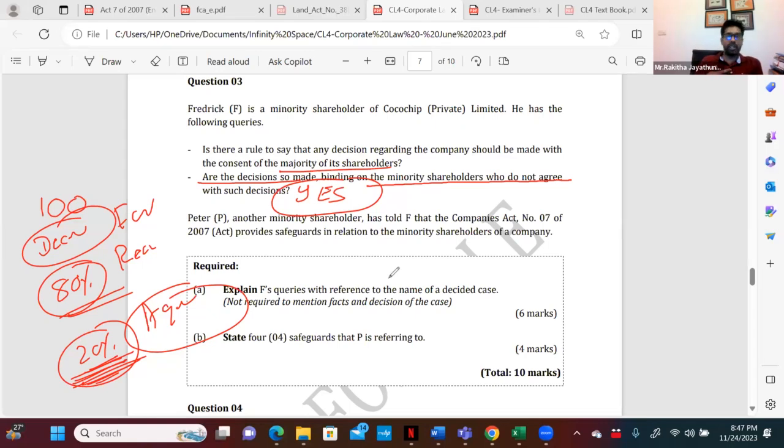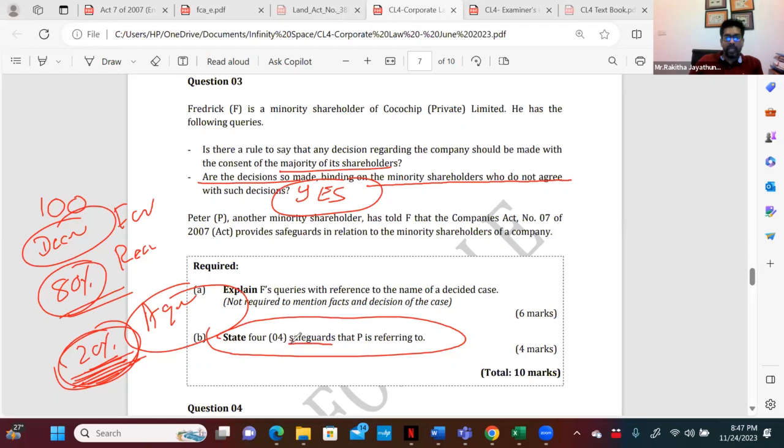I have only 1,000 shares. I have voted against the decision of the company, but still, I cannot say I'm not bound by that decision, because I am bound by the decision made by the majority. Then a question arises. So these 20% shareholders do not agree with the decision. Is there any protection given to those shareholders? That's the answer to the next question.